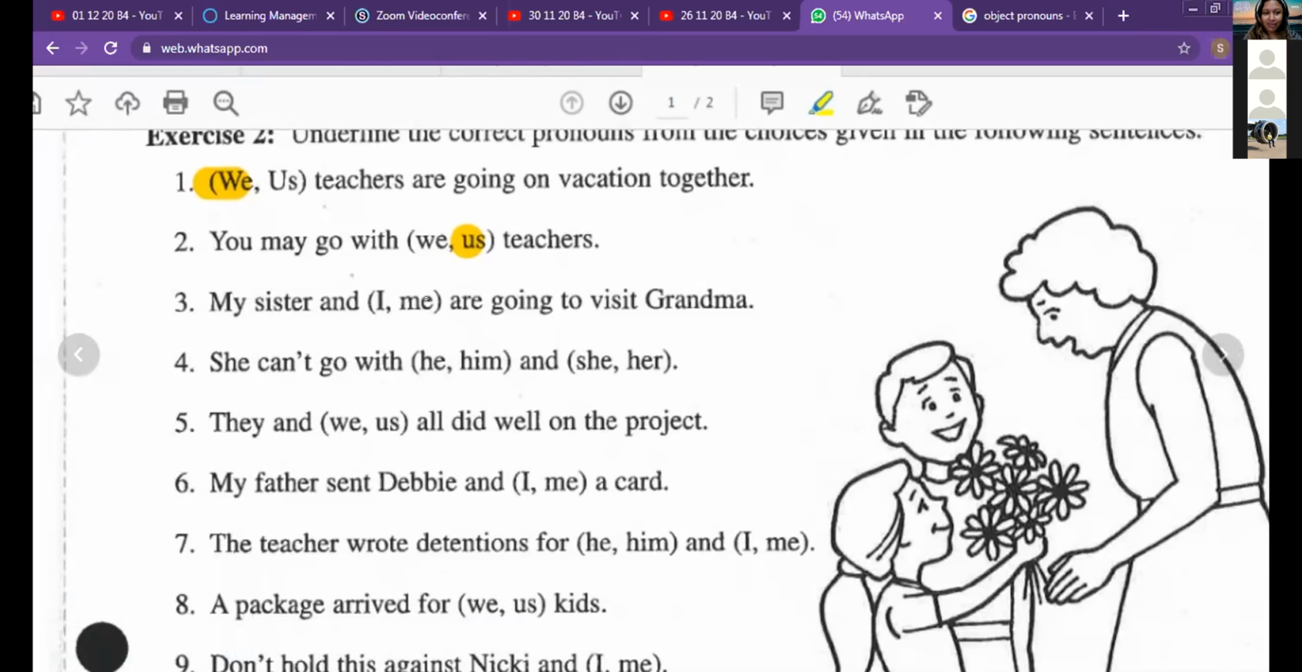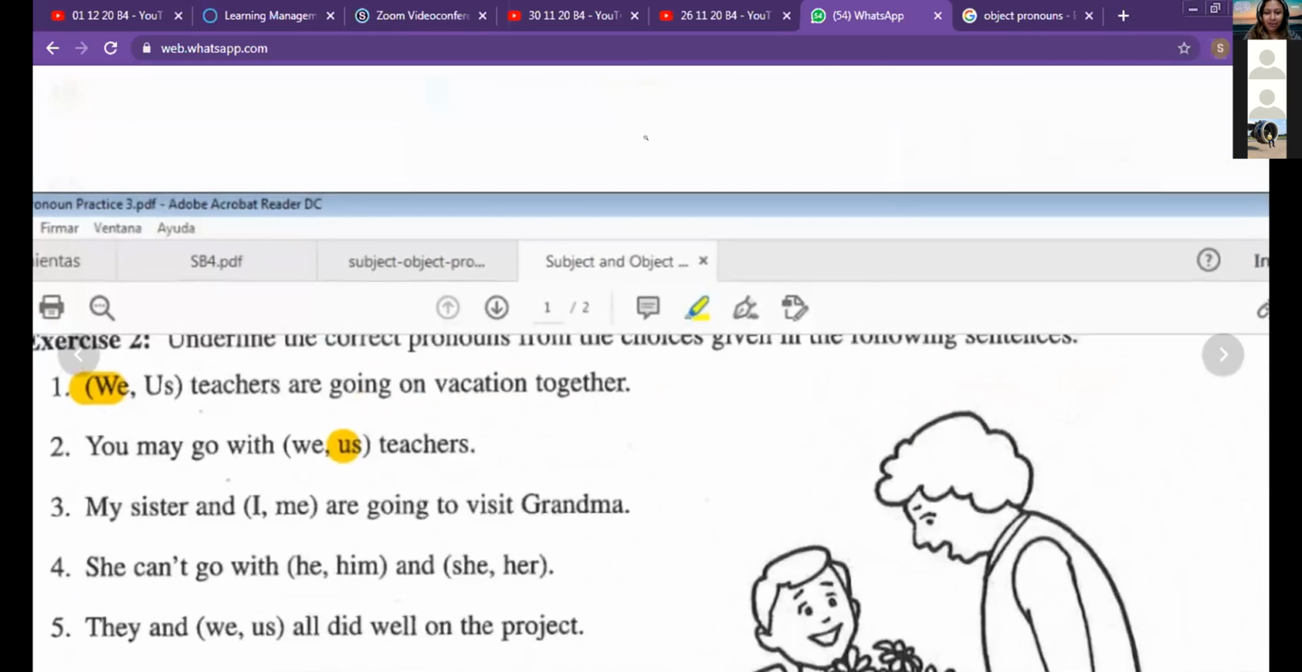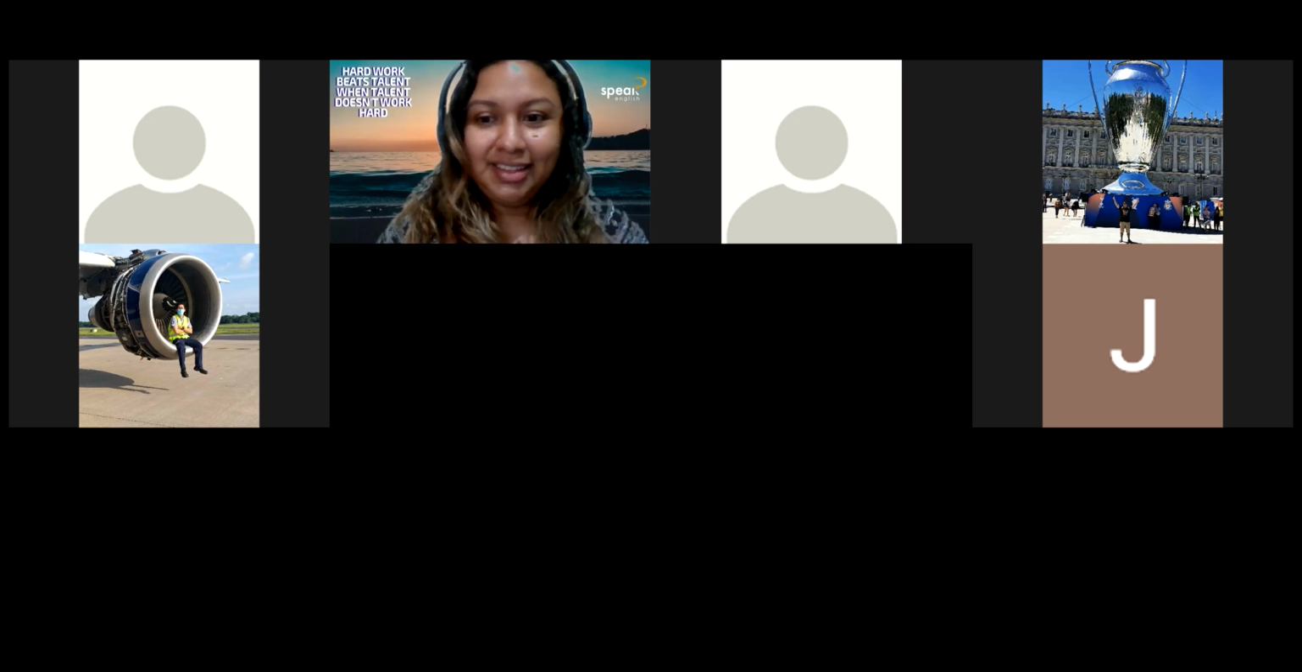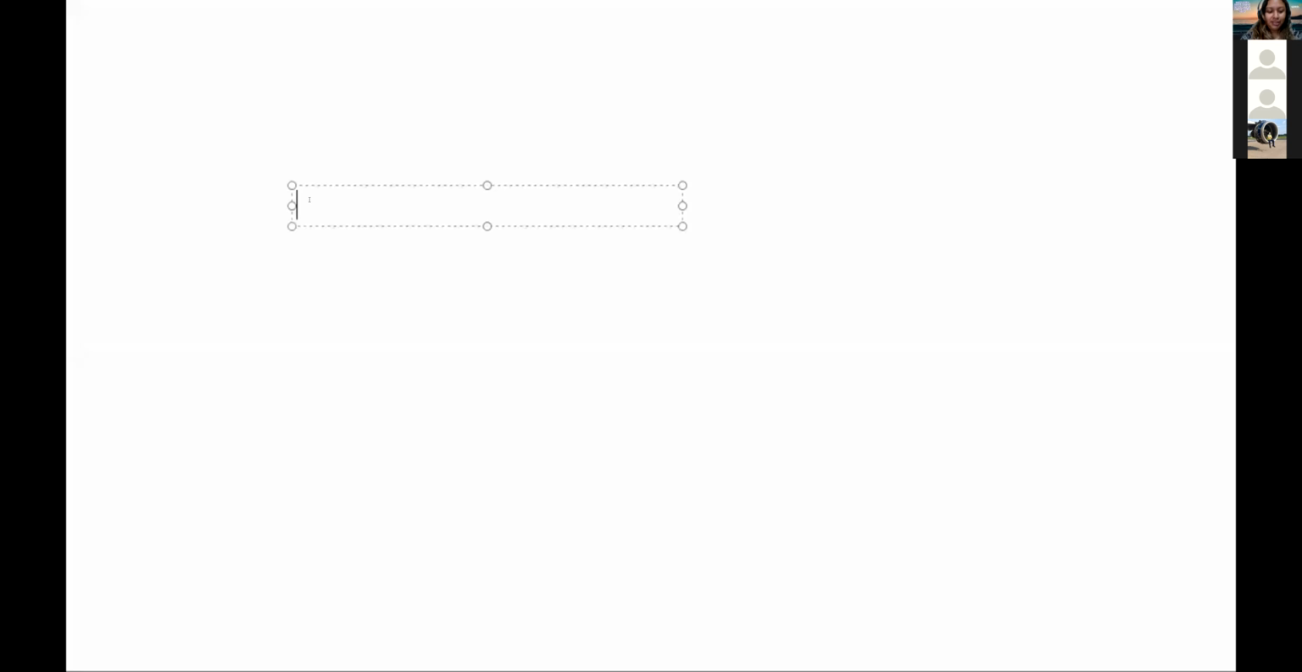Because the word and is not a verb, neither a preposition. So it is a conjunction. Do you know FANBOYS? These are conjunctions. Let me show you. This is a little trick that's going to help you remember conjunctions.